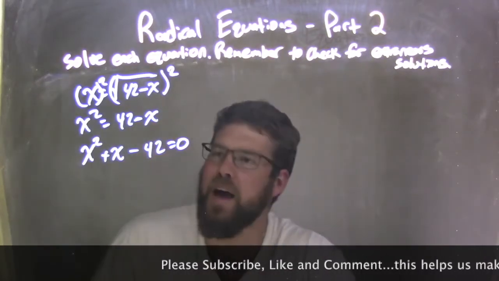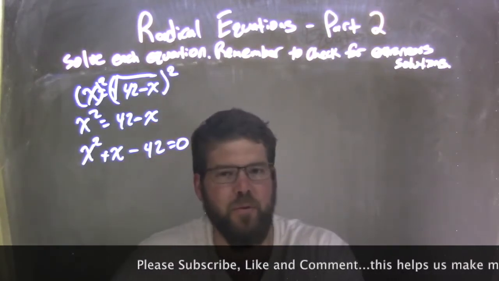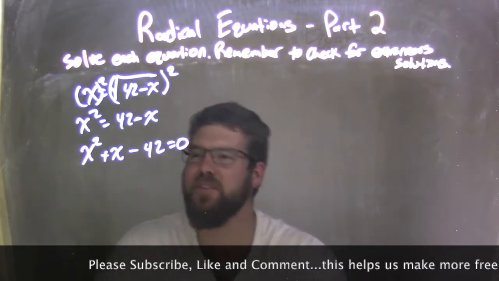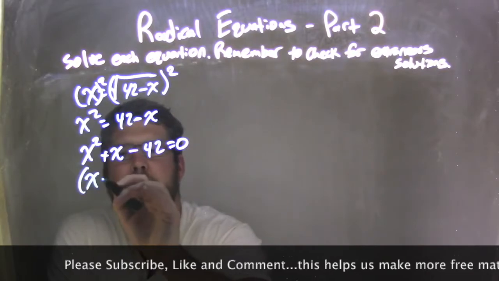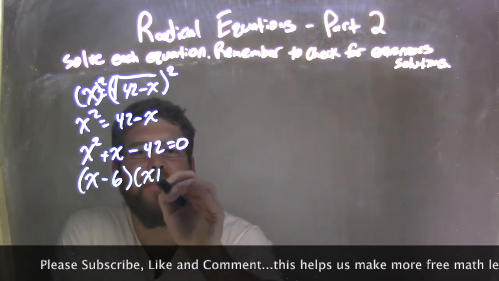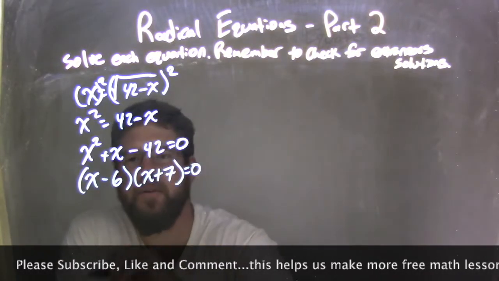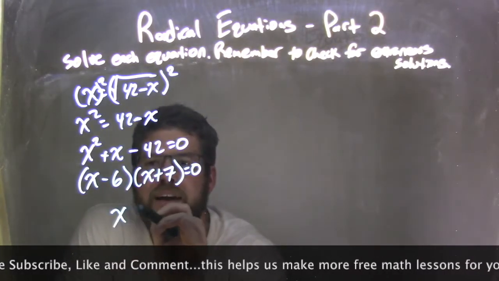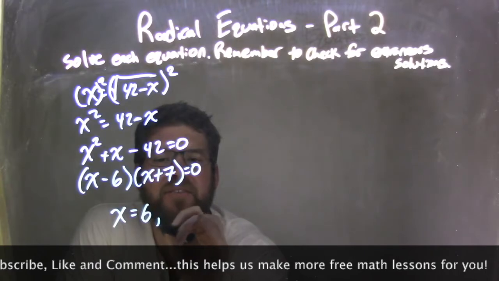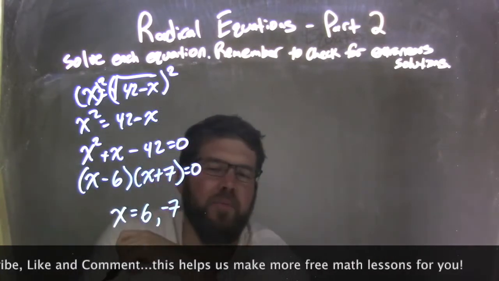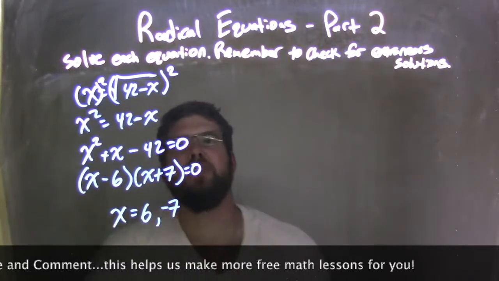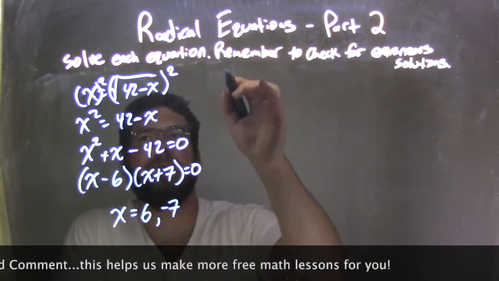From there, I need to factor. What two numbers multiply to be negative 42, but add to be 1? That's a negative 6 and a positive 7. So I have x minus 6 and x plus 7 is how you factor that. From there, I know that my two solutions are x equals positive 6 and negative 7. We set both of those parentheses equal to 0 to solve. I need to check for extraneous solutions. So let's go for it.